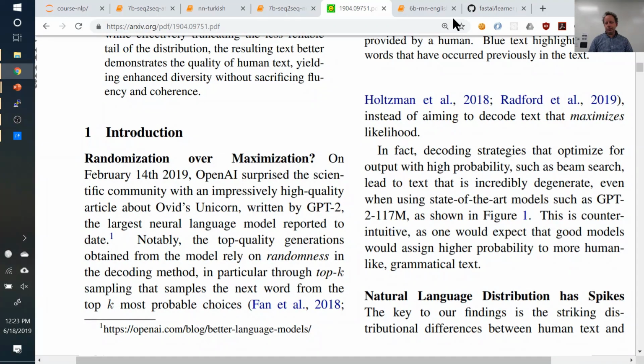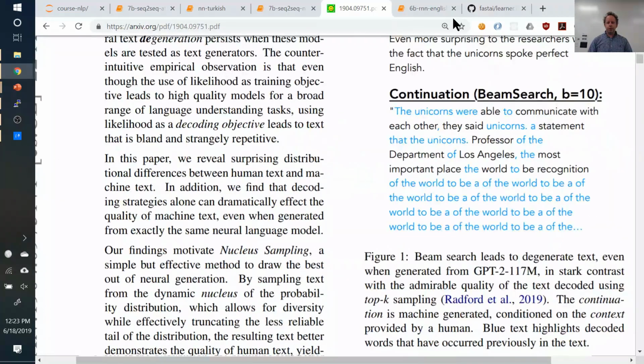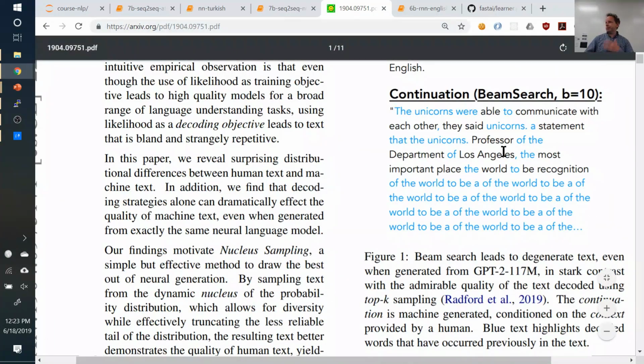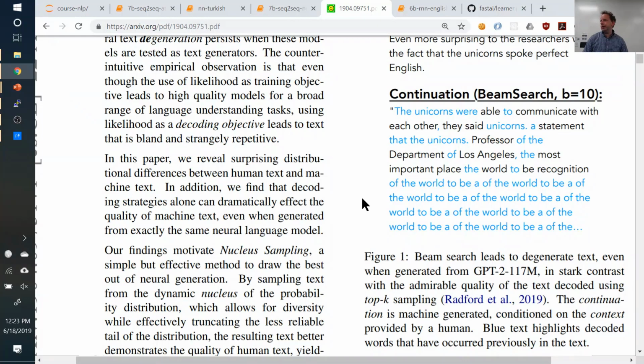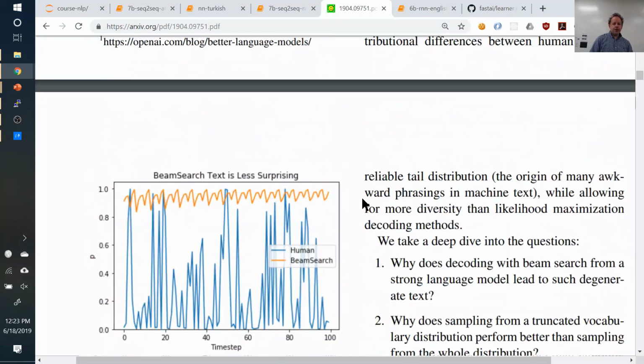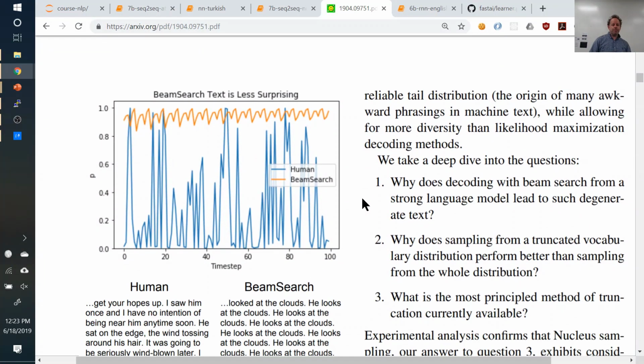So this paper asked the question though, well, we thought beam search was meant to be the best way to do inference. Why is beam search so terrible? Why is it creating so much repetition, as we saw in the examples Rachel showed last week? And what they found was interesting.